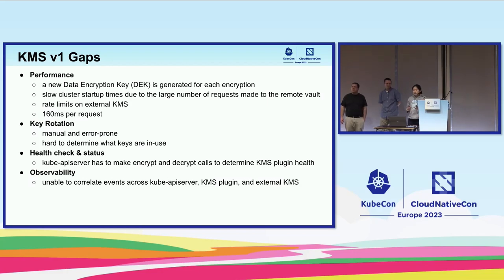And also because we didn't have enough key IDs in the request itself, you actually didn't know what object used what key. So it was really hard for people to know which key they could rotate without putting their workload at risk, right? And also health check and status were part of the encryption and decryption call. So in order to get the status of your plugin, you actually had to make an encryption decryption call. Why? I don't know. And then we didn't have enough observability, right? Because there was no unique ID to do the correlation, it's really hard to tell which request went through the API server, then the plugin, then the actual remote KMS, right? So all of that were basically the gaps in V1.